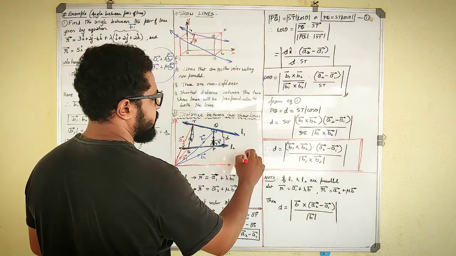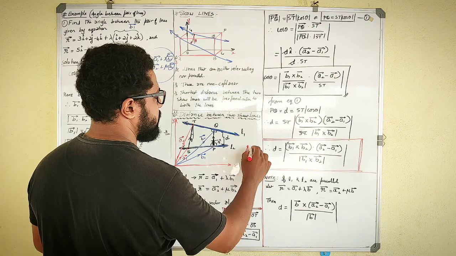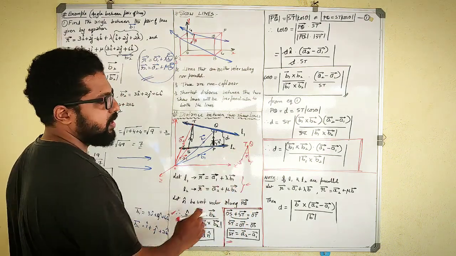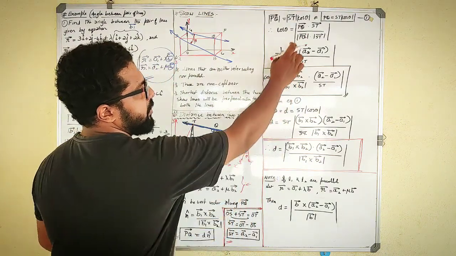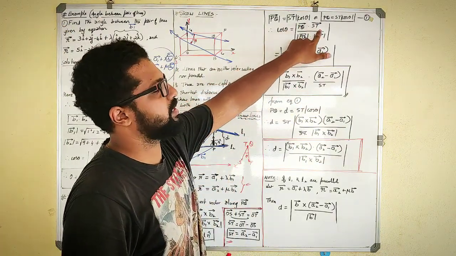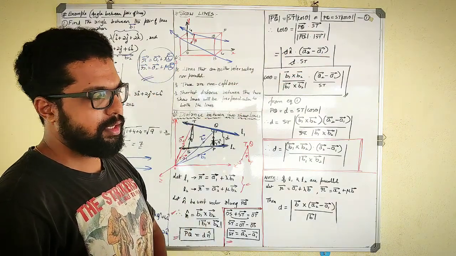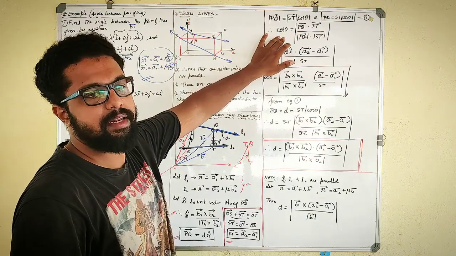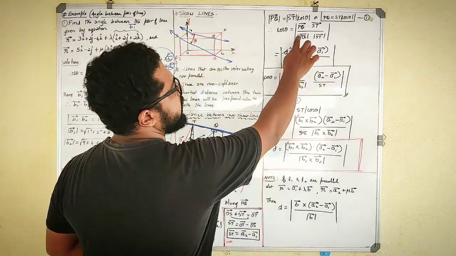So after resolving, theta is the angle between PQ and ST, which have become just one like this. The angle between them is given by the dot product of these two vectors divided by the magnitude of each. So cos theta is equal to PQ vector dot ST vector divided by magnitude of PQ into magnitude of ST. This is the dot product formula. Using that, I found the angle between them. Clear? After this, I will substitute their values.